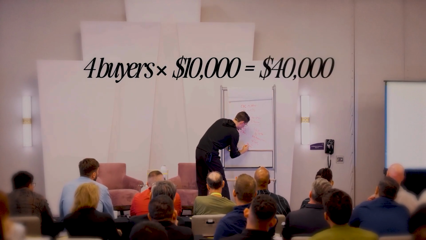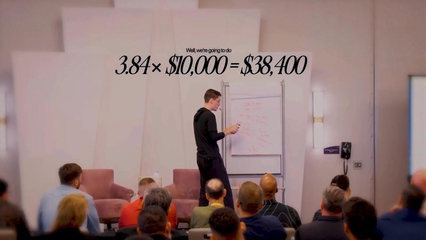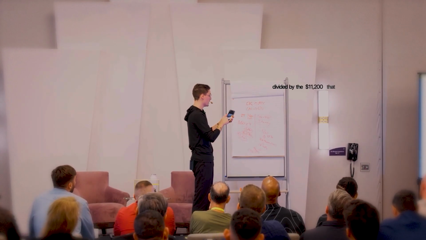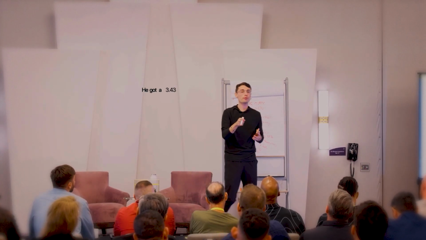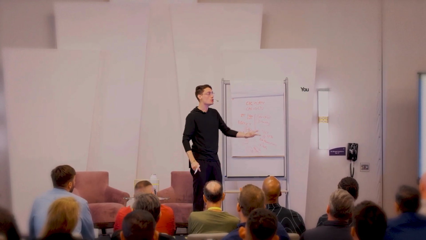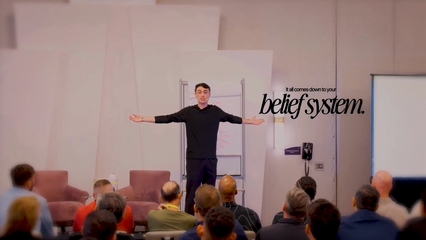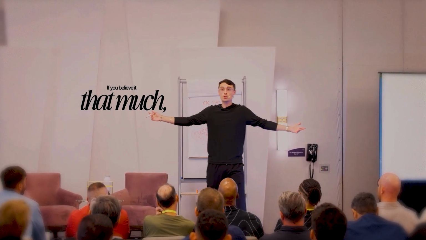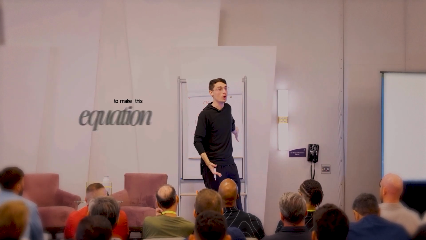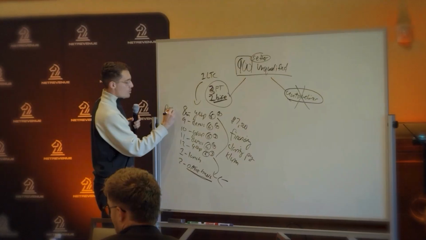4 buyers times 10K is 40, well, we're going to do 3.84 times the 10K. That's $38,400 divided by the 11,200 that he spent. He got a 3.43 ROAS. If you knew your numbers, this would be a bucket you would just stand next to all day and be like, okay, money in, money out, money in, money out. It all comes down to your belief system. If you believe it that much, you will give up everything you have to make this equation work. Now give me a good raise of hands. Who here would love to have this kind of funnel?